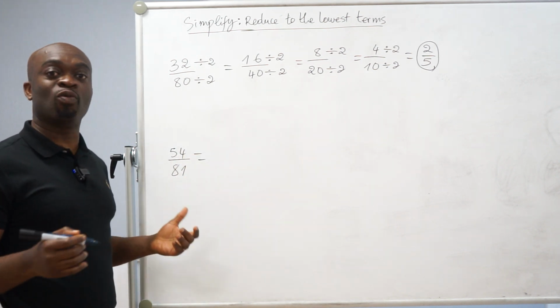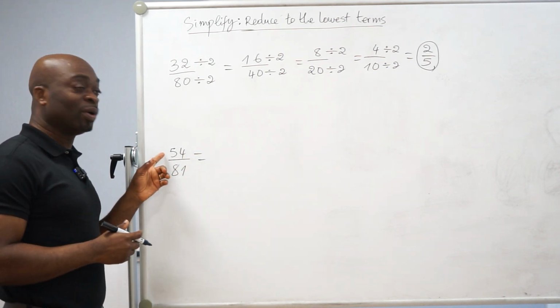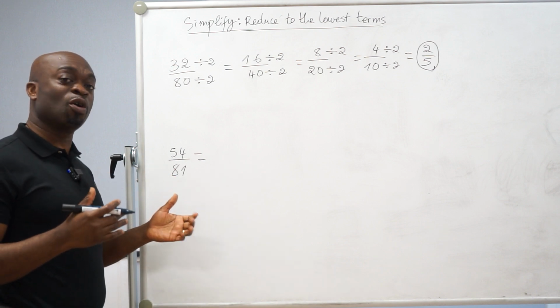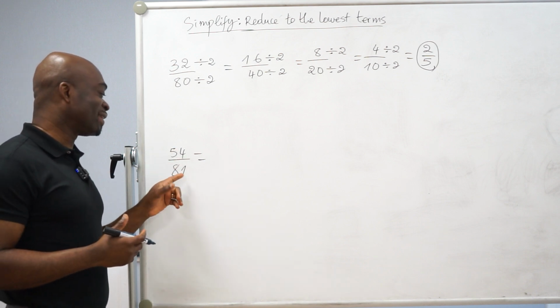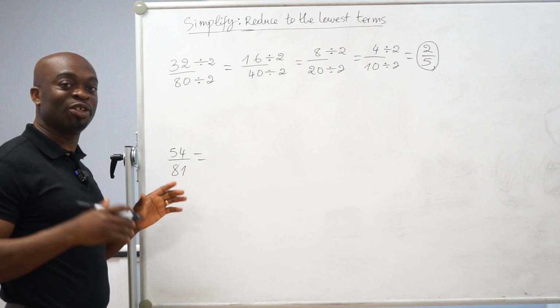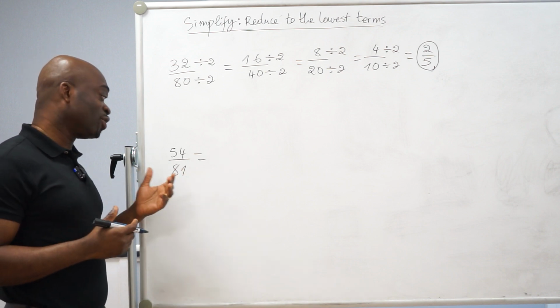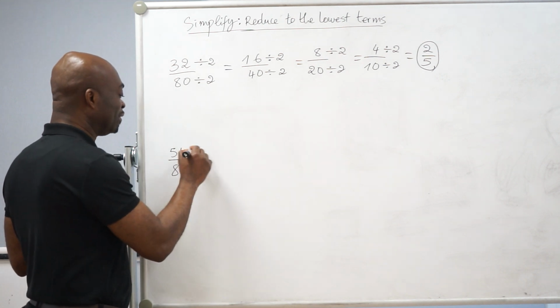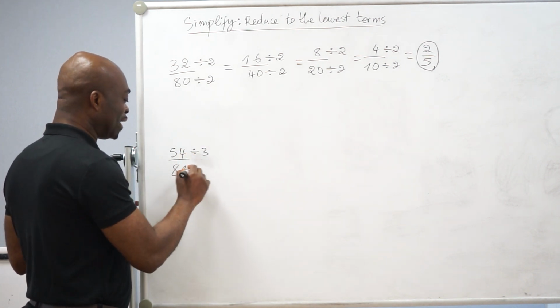54 over 81. So what can we use here? The number on the top is an even number. The number at the bottom is an odd number. So when you look at them, you cannot say that 2 is going to go into both of them evenly. You can't. So is it 3? So you can try. So can 3 divide these two numbers evenly? So you go ahead and then you work it out.